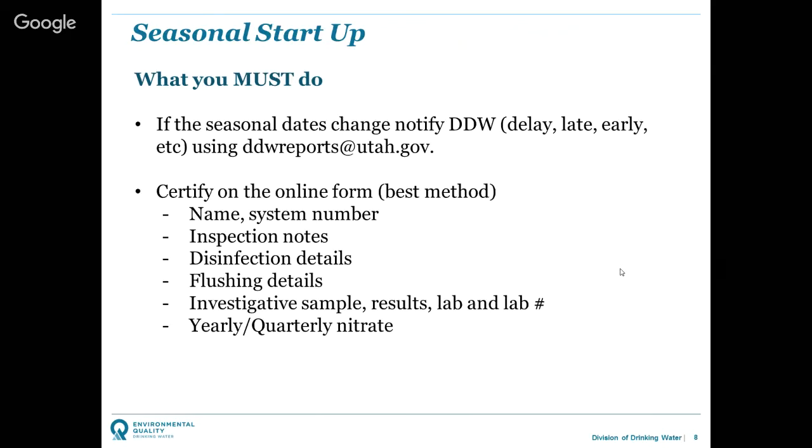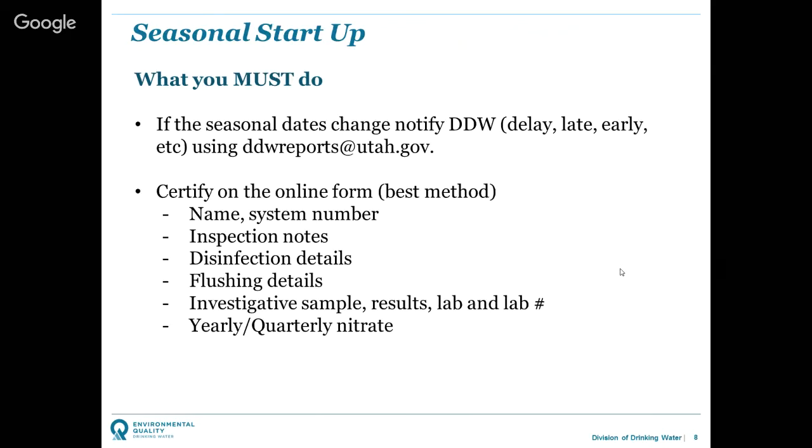So let me walk you through a timeline on this. If your seasonal water system starts on April 1st of this year, this is the week that you're going to do your inspection, your disinfection, your flush, and you're going to take that investigative sample. It comes back satisfactory, so you're ready to start up. So you start up April 1st, and then after these requirements are done, during the month of April, you take your monthly routine for April. So we need that investigative prior to startup, and then we need your regular routine after.